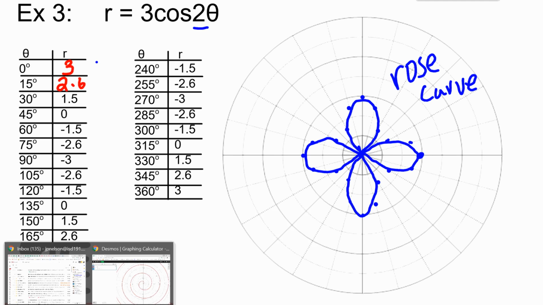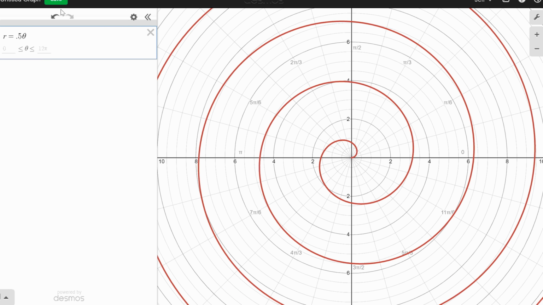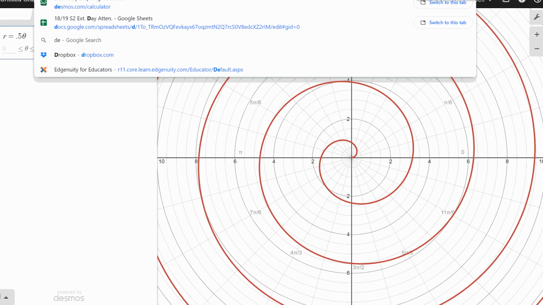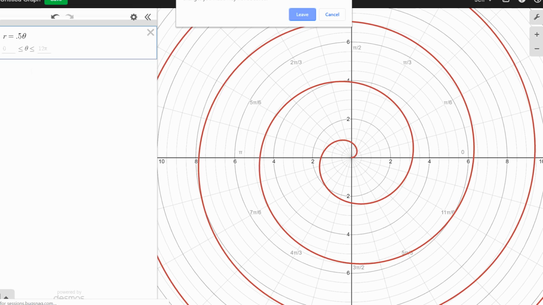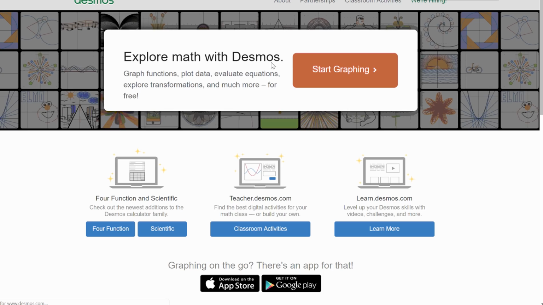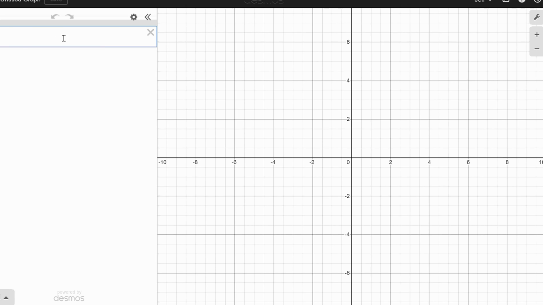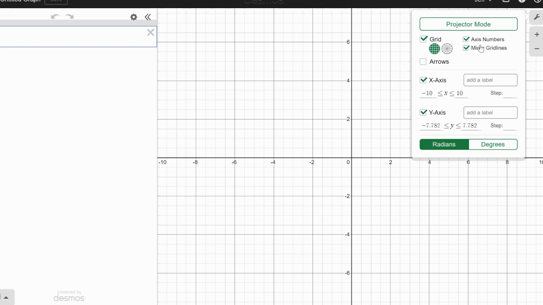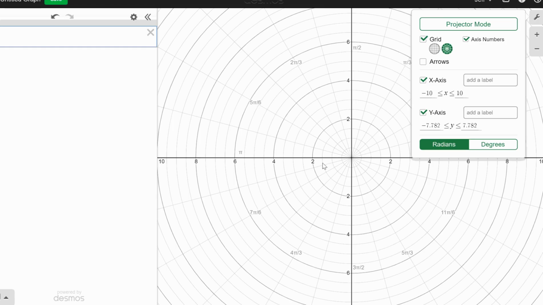And so what we're going to do is start fresh here in Desmos, and I'll show you how I got to that point. And so we're going to look at a rose curve. I'm going to go up here to graph settings in Desmos just to kind of show you how this works. And then over here in the grid, this is a polar grid. So now I can be graphing in polar.